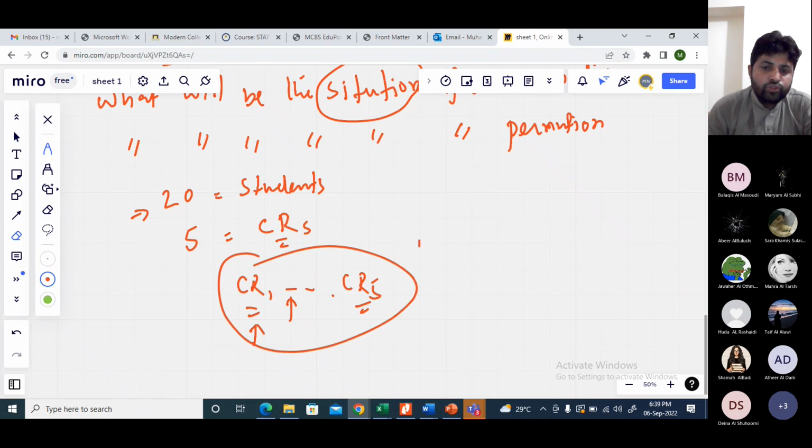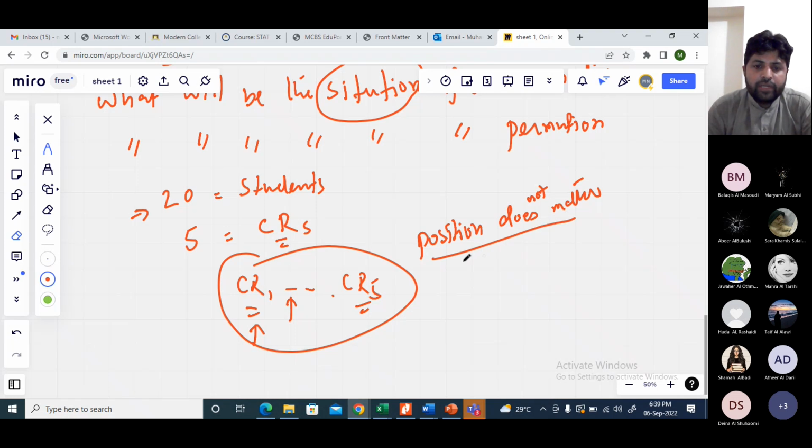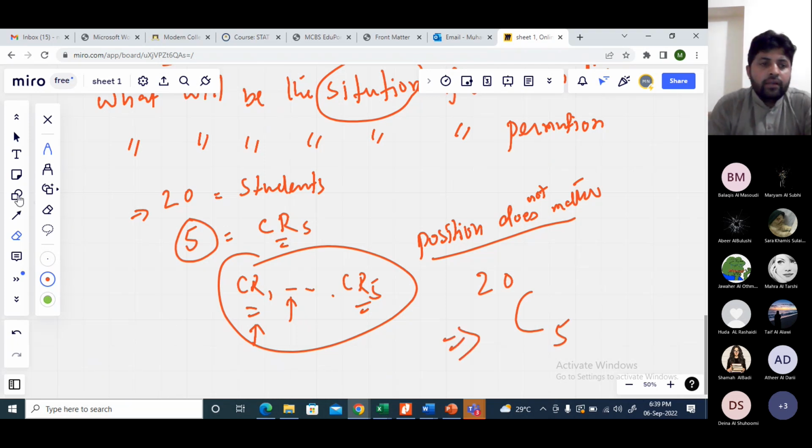in this situation, position doesn't matter. When all the students that you are choosing are going to be the CR, it means that the position is the same for all students. So in that case, if we want to calculate the total number of arrangements, then we will apply the combination formula, 20C5.